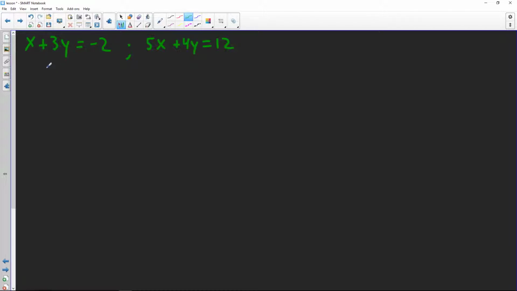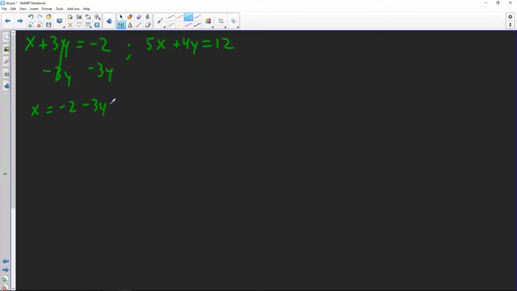So to get x by itself, I'm going to have to move the 3y over to the other side. So I'm going to say minus 3y to both sides. So that cancels out. So we're going to have x is equal to negative 2 minus 3y. Okay? Now all we're going to do is we're going to sub this x in to this equation.